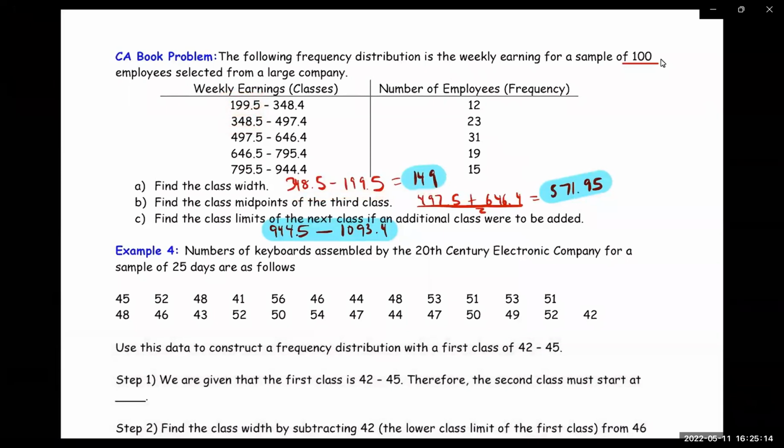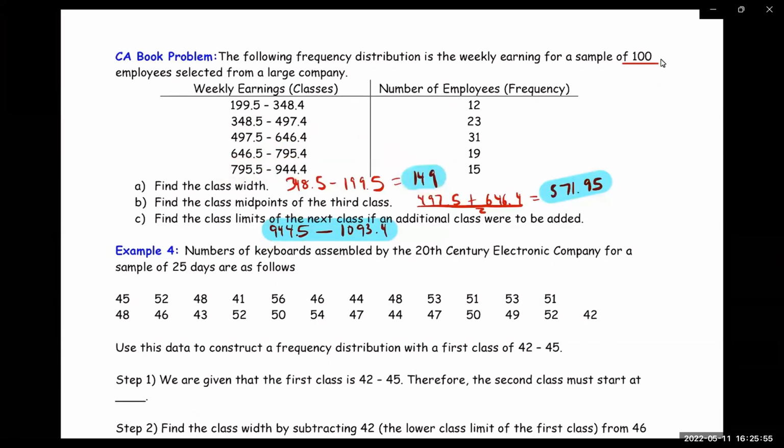The midpoint of the third class, you take the sum of these two numbers, you add them, and then you divide by 2. So that's what we did here. We added them, divided by 2, and got 571.95. The class limits of the next class, if there was an additional class, is we take the class width and we add it to the lower class limit. So if you add these two numbers together, you're going to get 944.5. And if you add 149 to the upper class limit, you're going to get 1093.4.